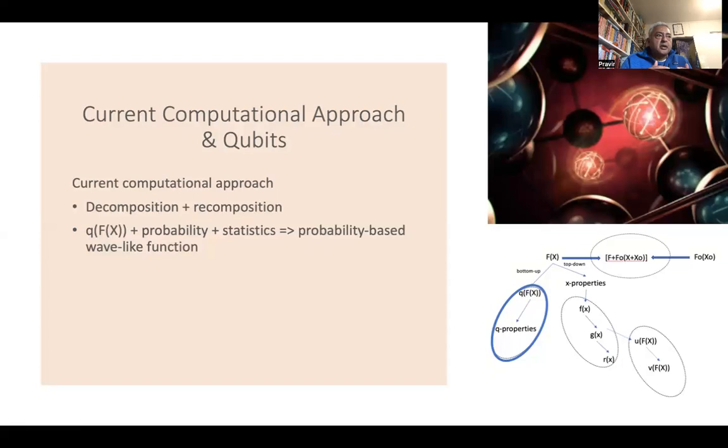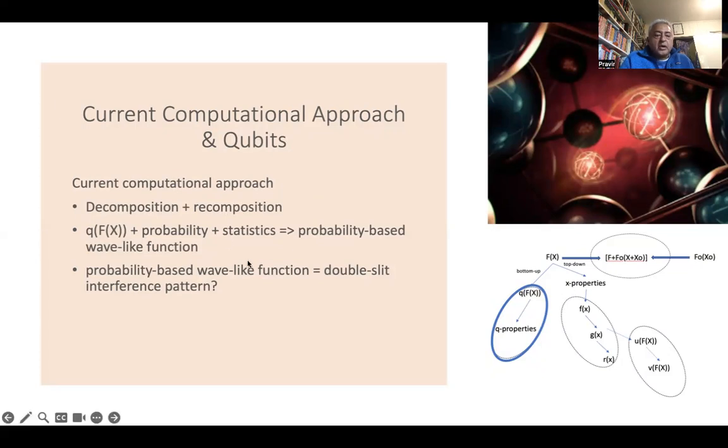So remember, in the double-slit experiment, we're looking at an interference pattern, but we're reconstructing or recomposing this interference pattern by measuring reduced quantum objects, subjecting them to probability and statistics to come up with a probability-based wave-like function. And I want to suggest that this probability-based wave-like function is different than the original double-slit interference pattern. And so in our default quantum computational approach, we're actually doing something different than the possibility that's being suggested by the double-slit experiment. And we're going to go into this in more detail.